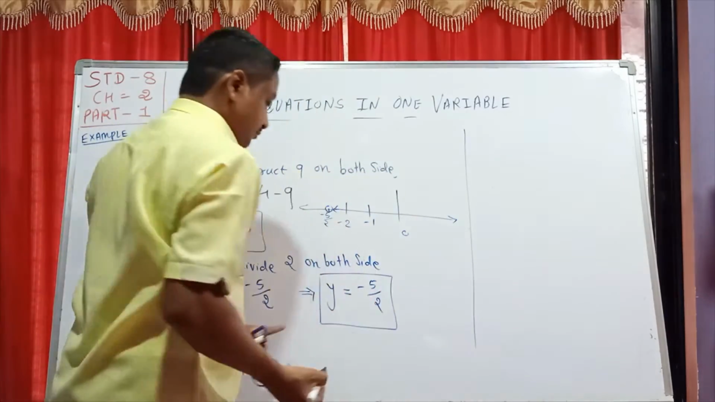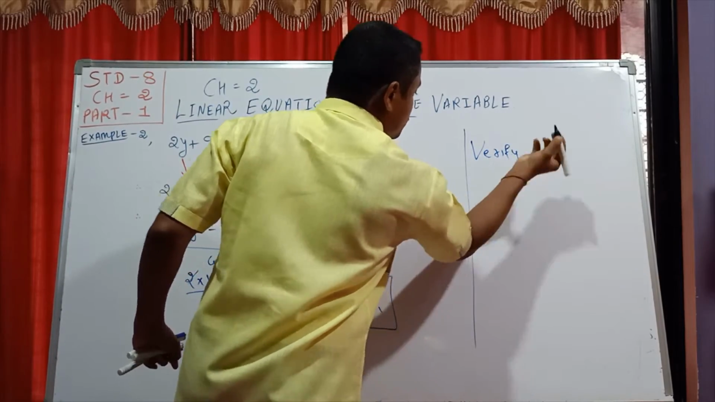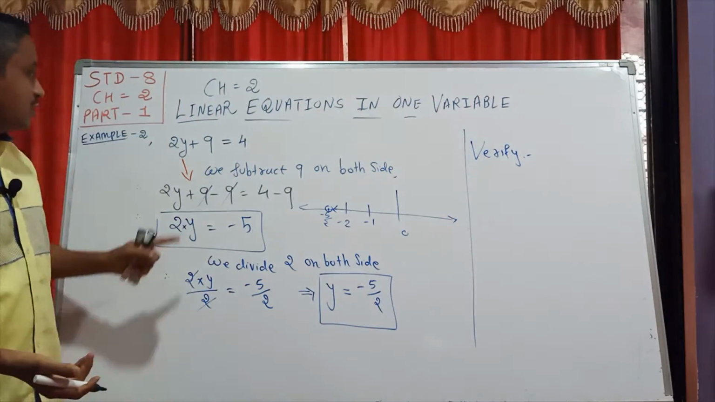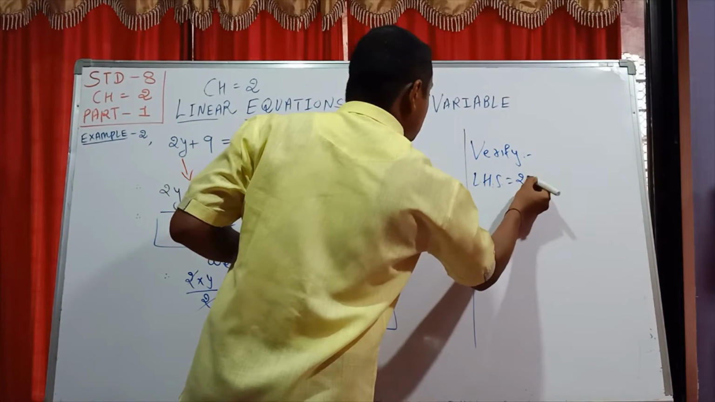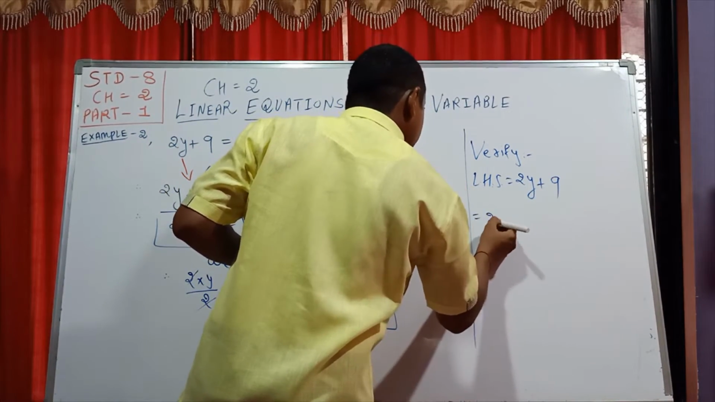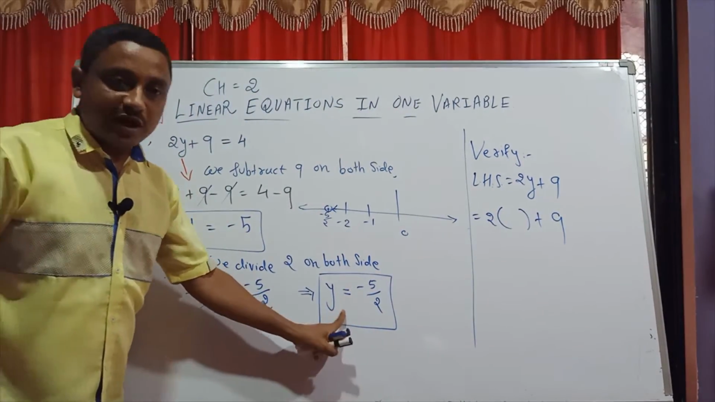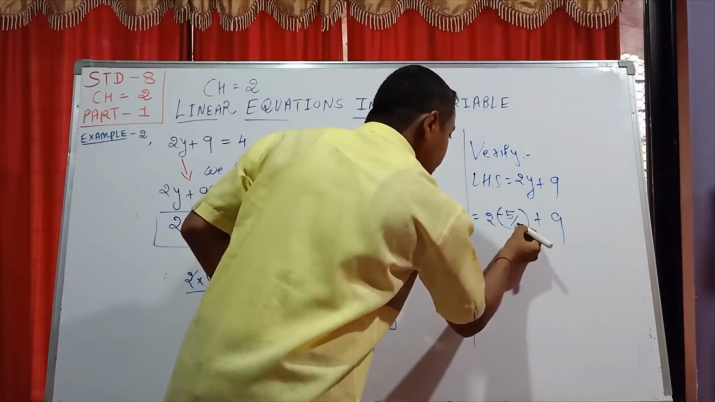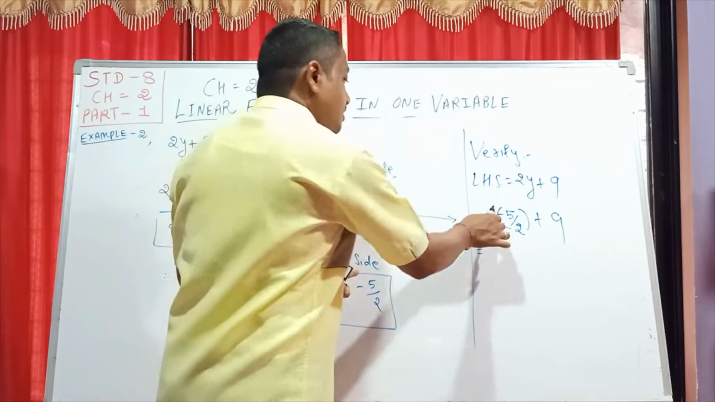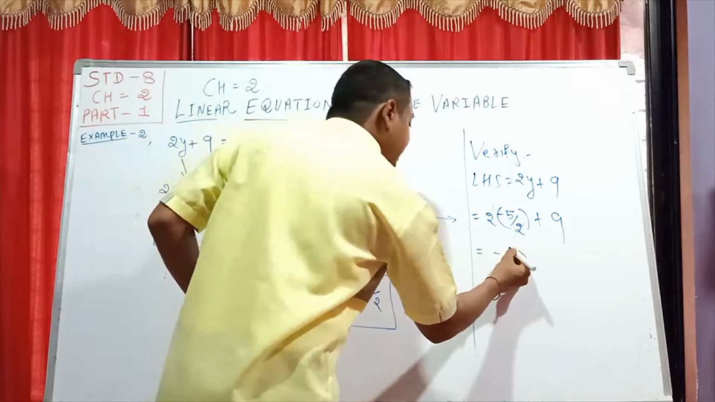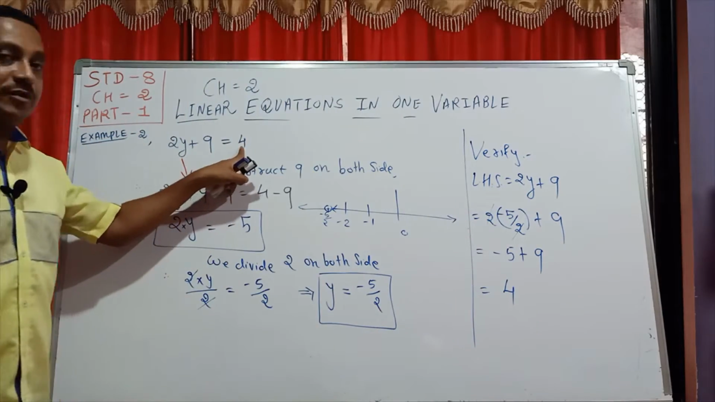Now I go to verification. Students, it is necessary to show verification in the exam also. This is your LHS. In your LHS, 2y plus 9, I just substitute the value of y. What is the y value? Minus 5 by 2. And this 2 and this 2, you easily cancel. Only I have minus 5 plus 9. And check, this answer is RHS coming.